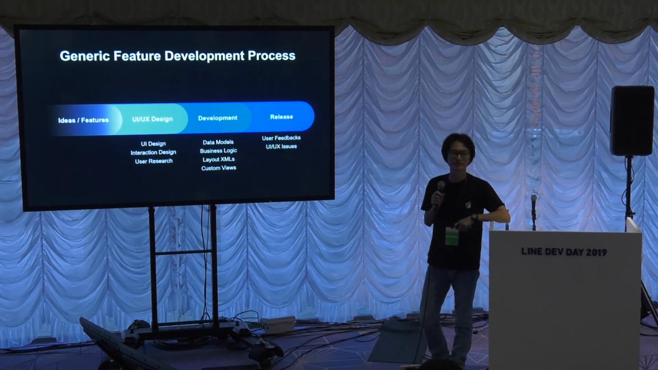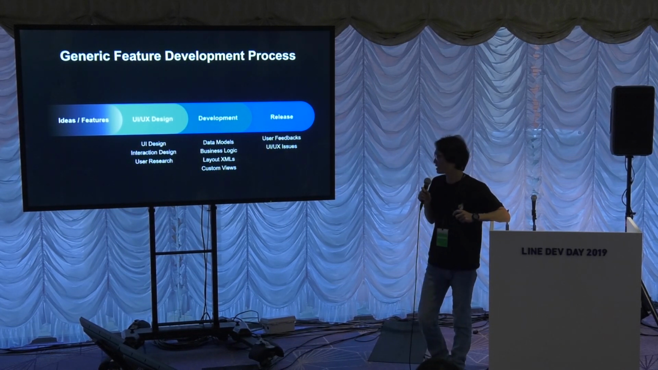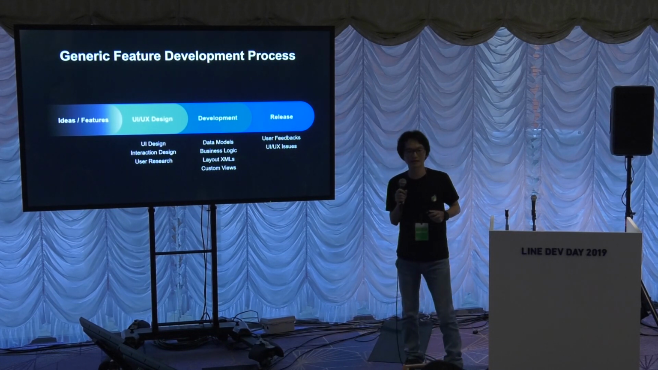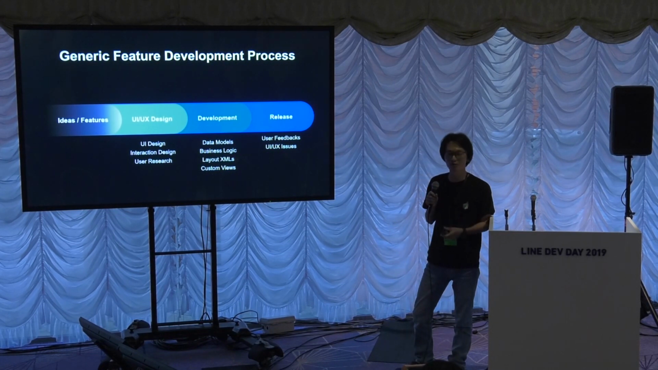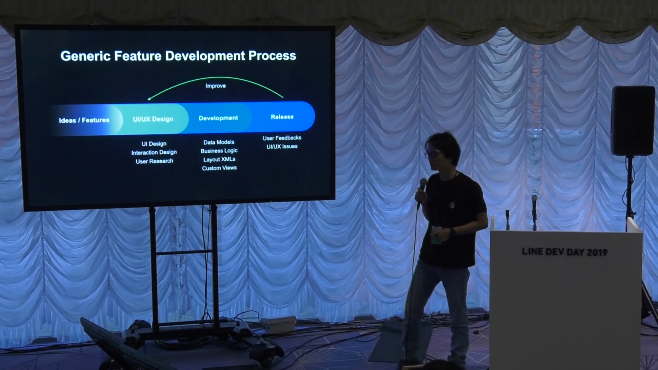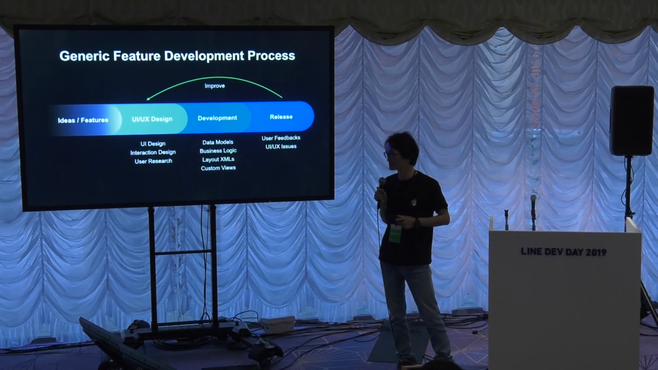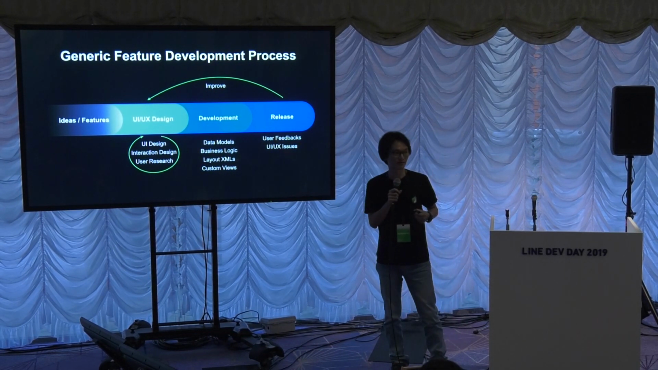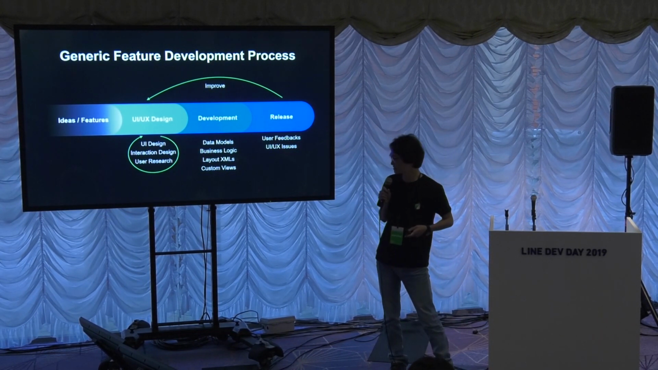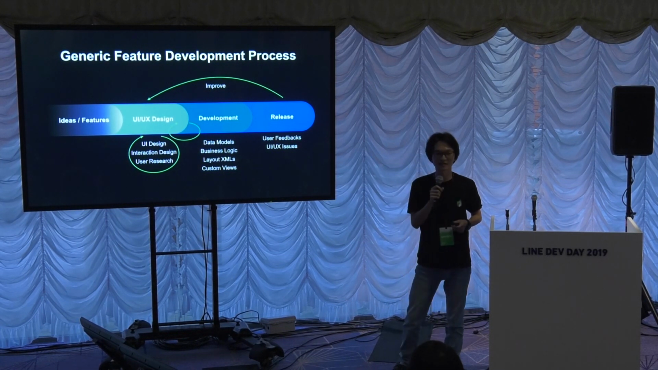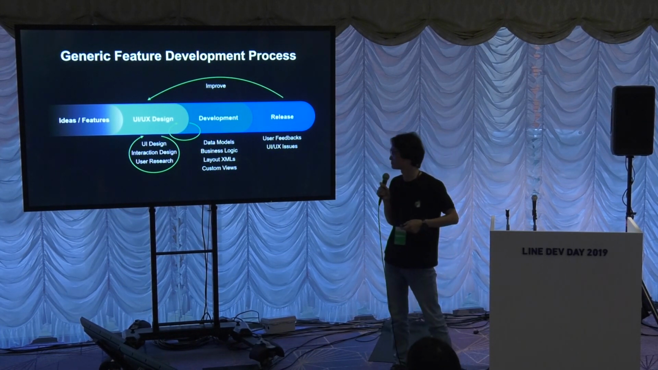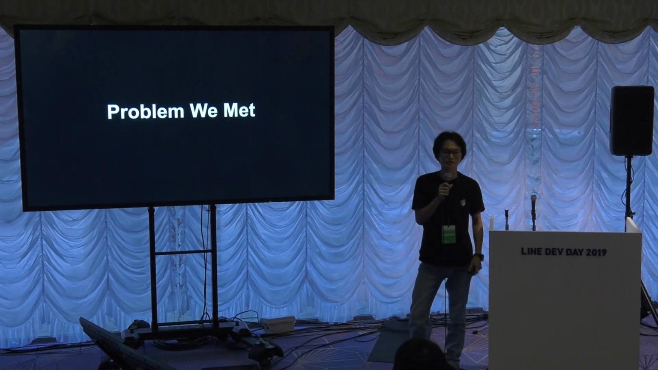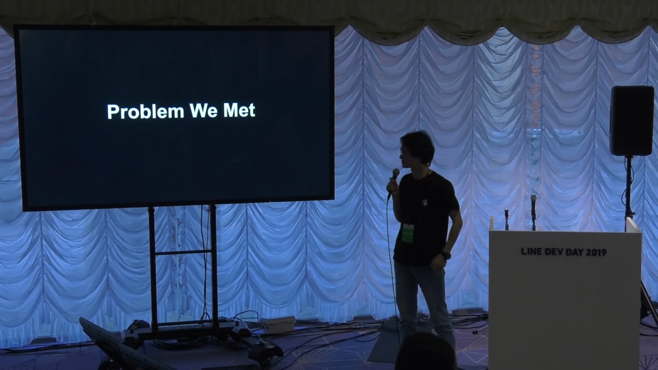Once the feature is released, after a while, maybe users will give us some feedback, or we will find some UI issues that we want to improve. So we will go back to the design stage. And then designers will try to improve the design by themselves, or sometimes they need developers' efforts as well. During this iteration, we meet some problems.